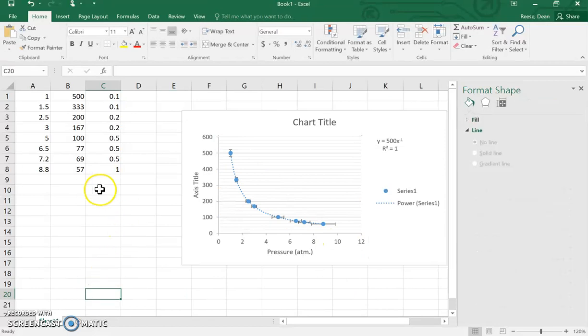Okay, so that is my tutorial on making graphs that are up to IB standards. You're going to want to practice that, and any graph that you make in the lab will have to have titles, axis titles, trend lines, error bars, and an equation that best fits the data.